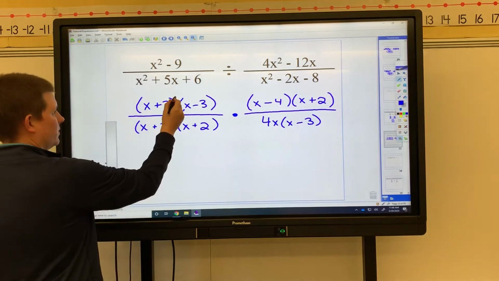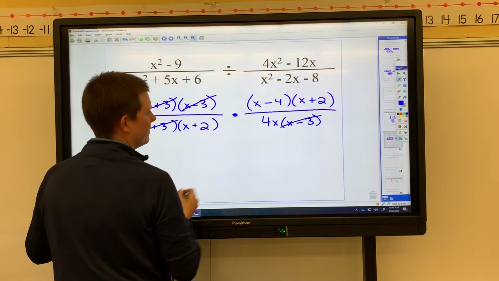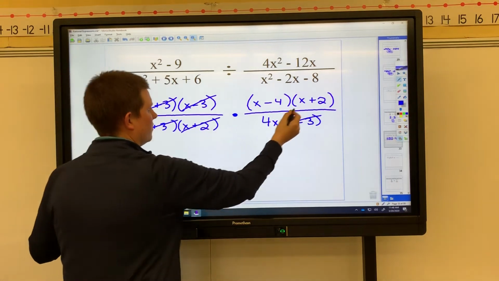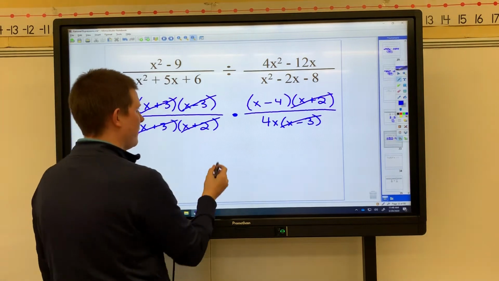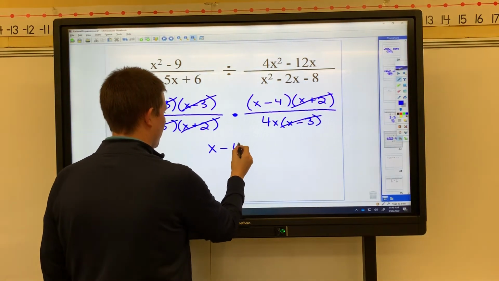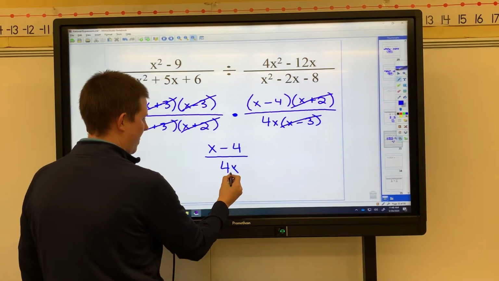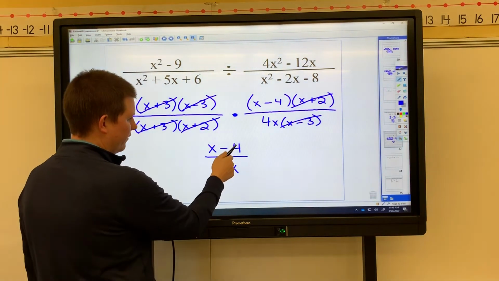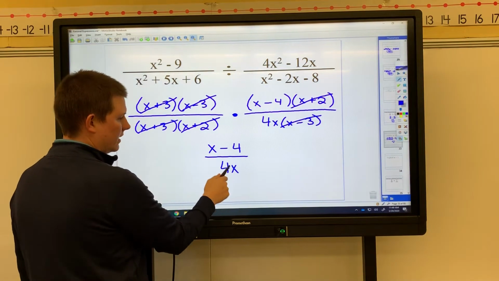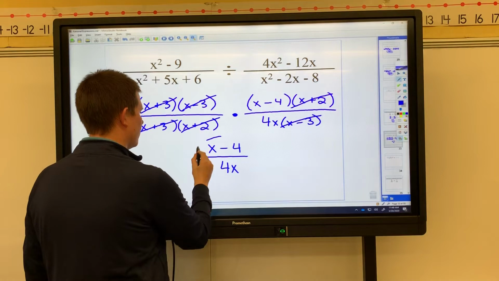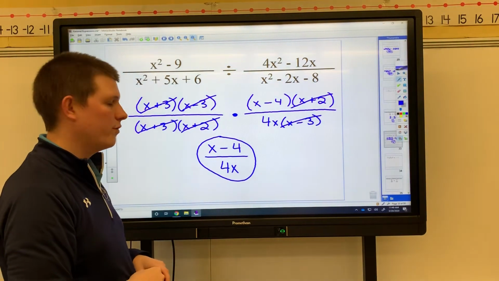So I see an x plus 3 and x plus 3. I see an x minus 3 and an x minus 3. I also see an x plus 2 and an x plus 2. So now on the numerator, what do I have remaining? I have an x minus 4. On the denominator, I have 4x. Remember, I cannot cancel out the 4's because I'm adding and subtracting in the numerator, and I cannot cross out the x's for the same reason. There's my answer. x minus 4 all over 4x.